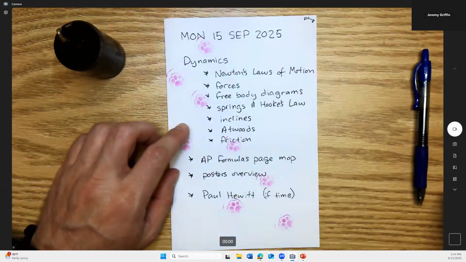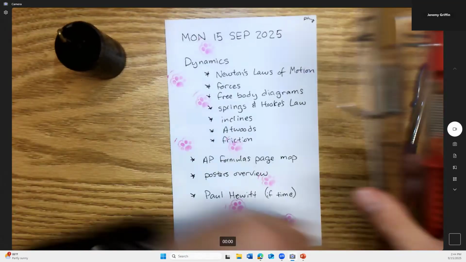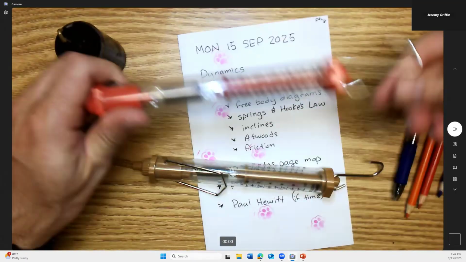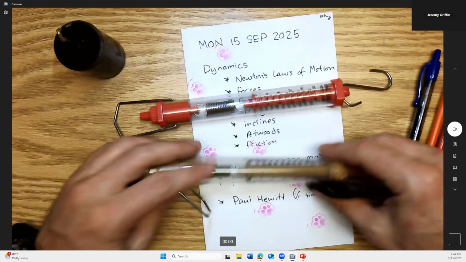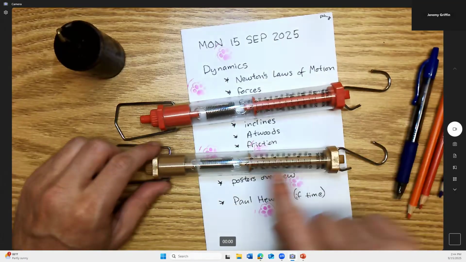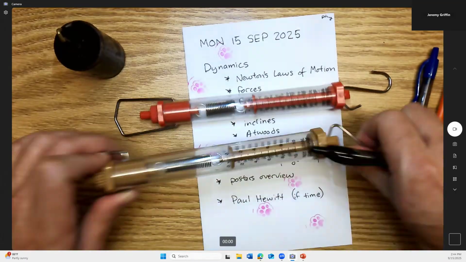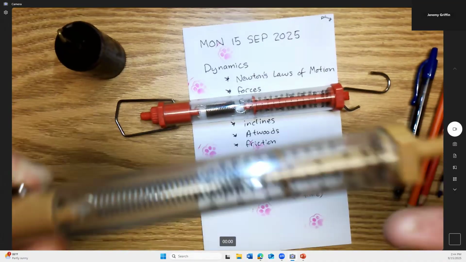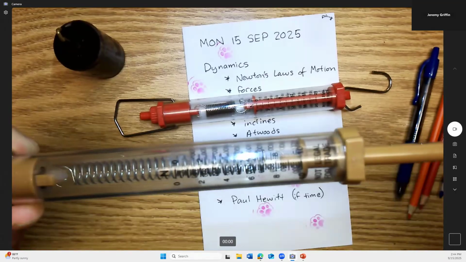We'll be looking at springs and what's called Hooke's law. So here I have a couple of spring scales. I think you guys may have got your hands on these at some point. Here I got a brown scale and a red scale, and I've got some other ones back in the closet. This brown scale goes up to 10 newtons of force. So if I stretch it the full distance, it takes 10 newtons. So I'm pulling with 10 newtons of force.